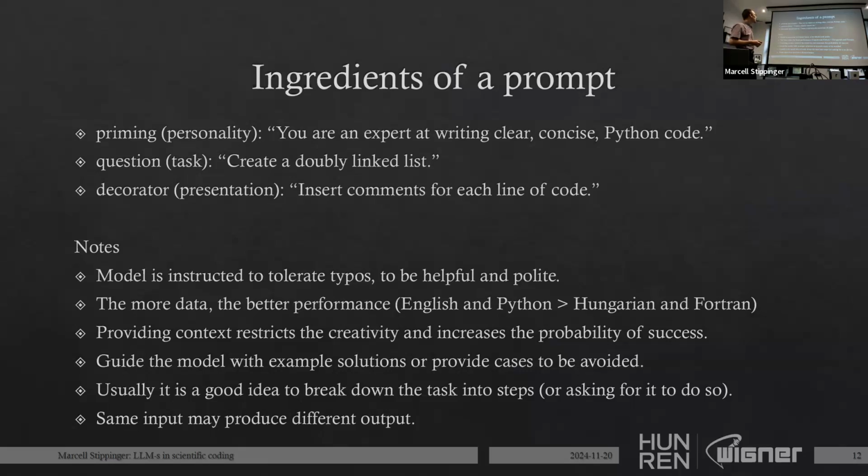Some of those are on this slide: you can use priming or personality for giving a personality to the model. So write code as an expert or do a translation as an expert. It may provide you better results. Then you have to formulate the task. For example, a simple programming task is to create a double linked list.